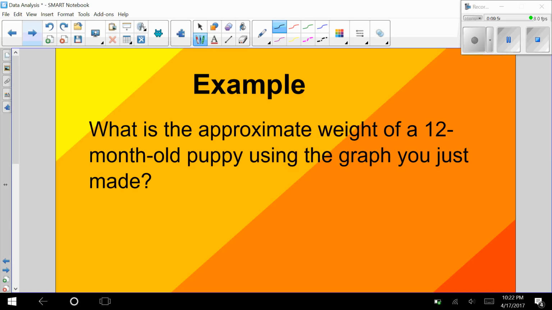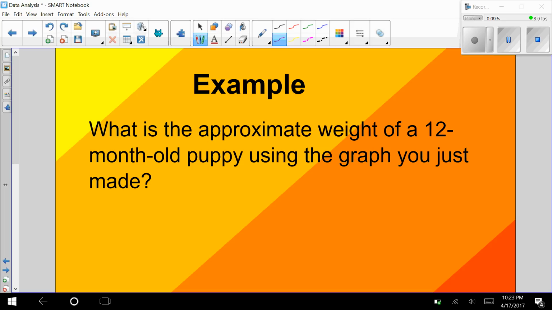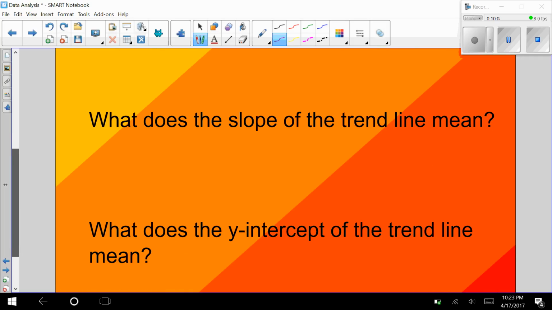Now we're going to use the same graph we just did to predict the weight of a 12-month-old puppy. So all I'm going to do is plug in x equals 12 to my last equation. I'll end up getting y is about 101.7 pounds. That puppy gets big fast.